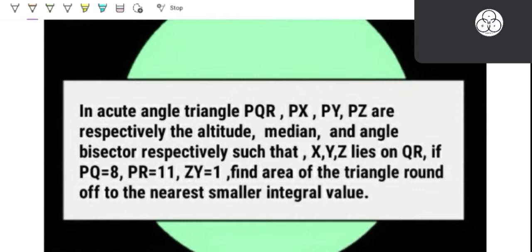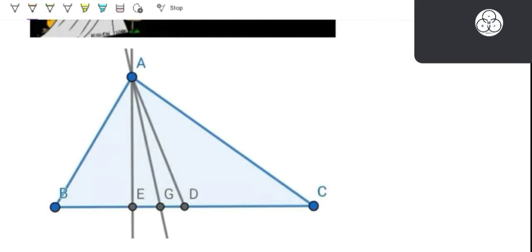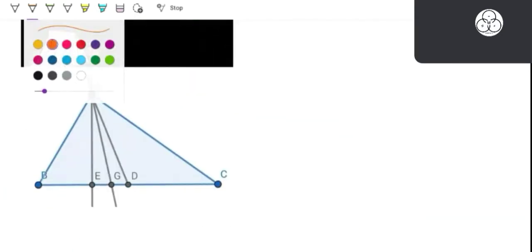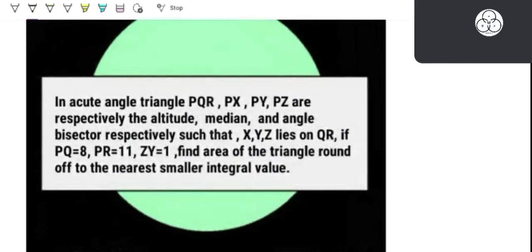So we are given an acute angle triangle PQR. Let us draw the acute angle triangle. Though this is ABC, we'll make it PQR. Just a minute, let me use more bold colors.